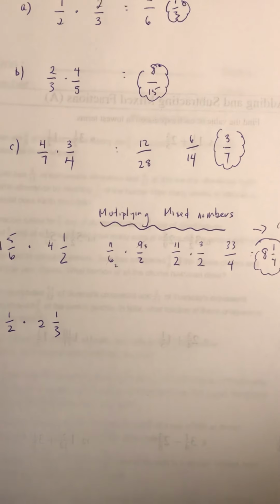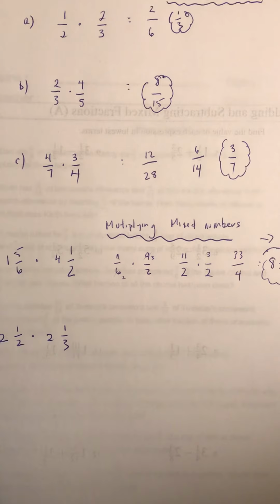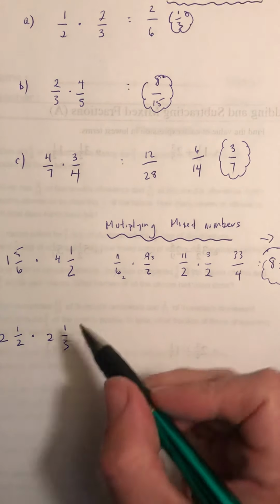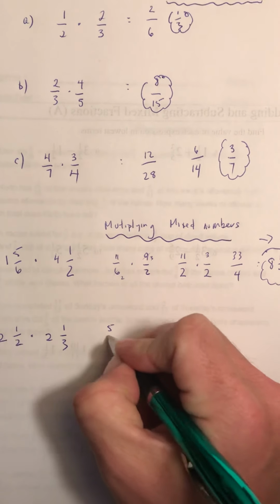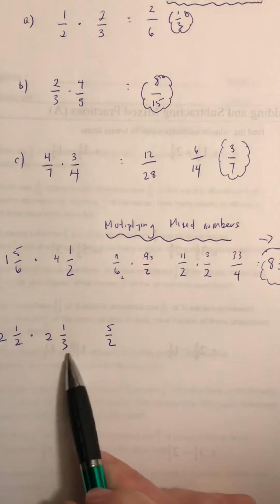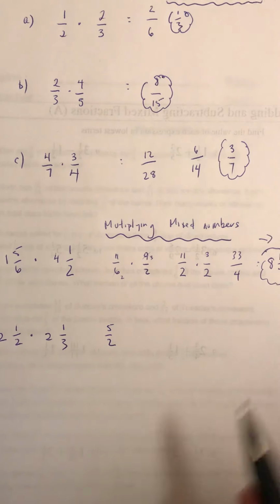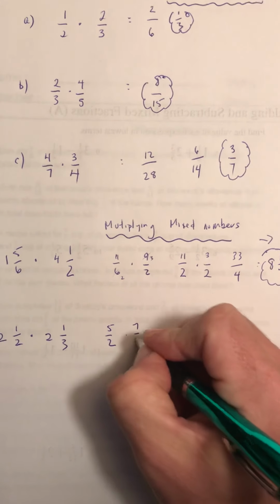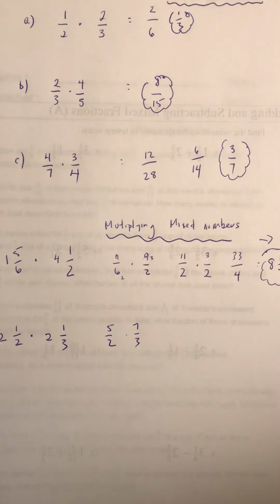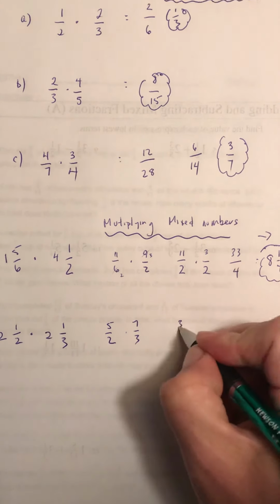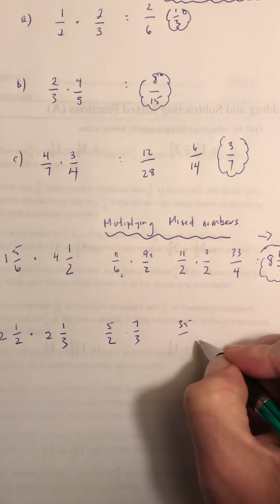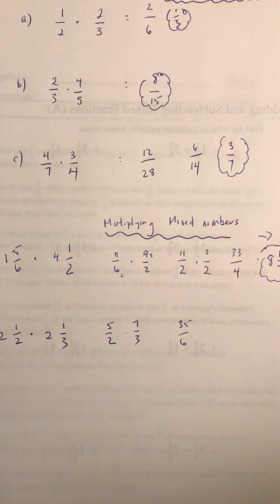Take a look at this one. Same thing, let's convert this into an improper fraction. 2 times 2 is 4, plus 1 is 5/2. And then 3 times 2 is 6, plus 1 is 7/3. I'm just going to multiply across because I know 5 times 7 is 35 over 2 times 3 is 6. Now we have to think about how many times 6 goes into 35.